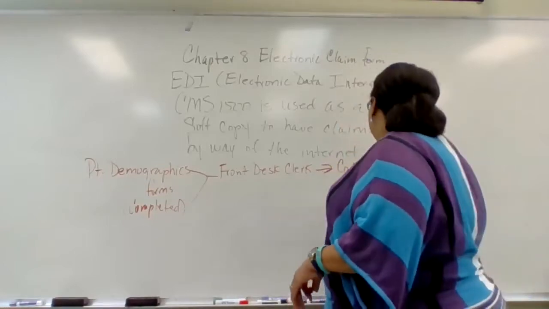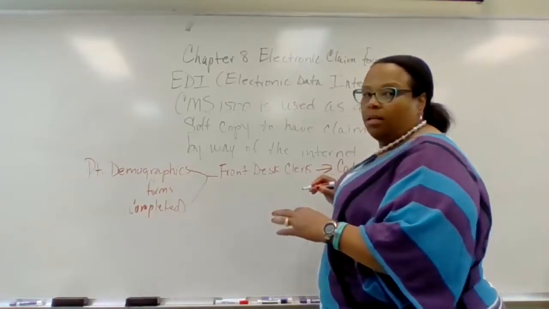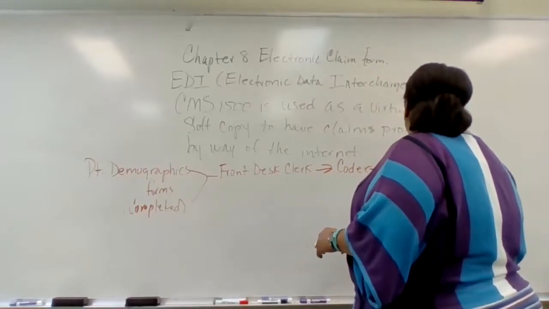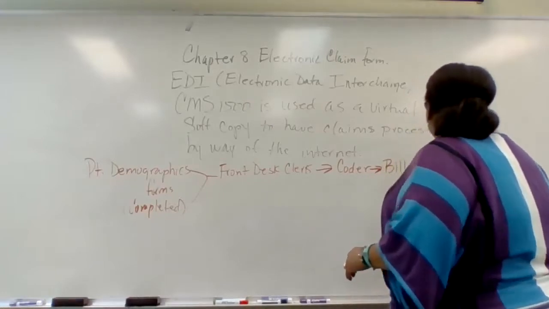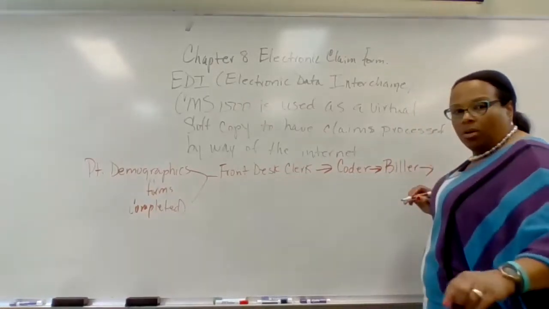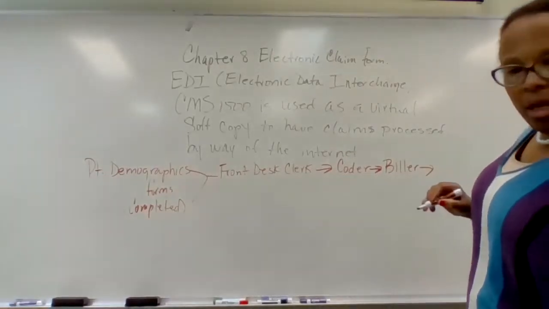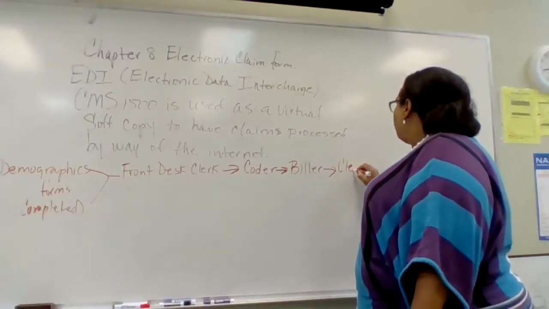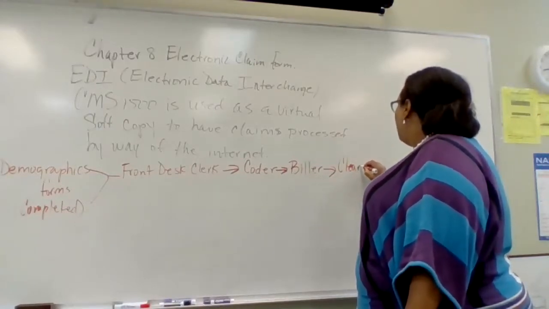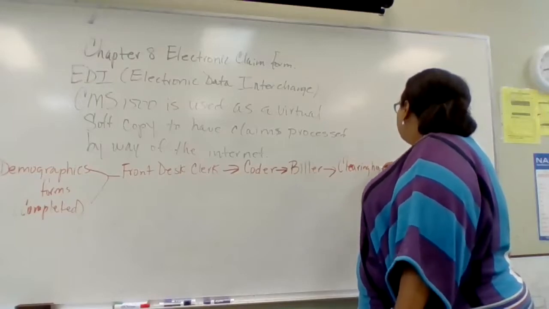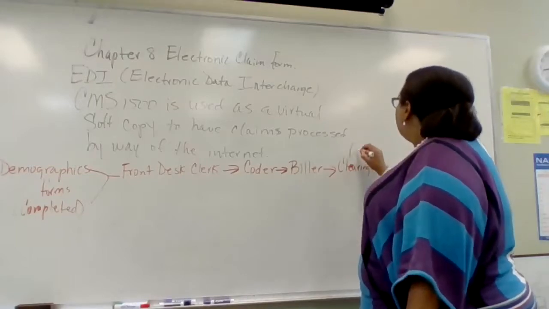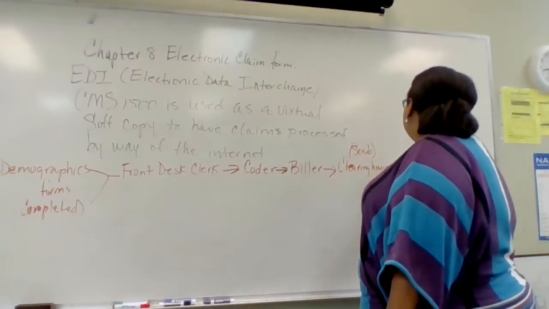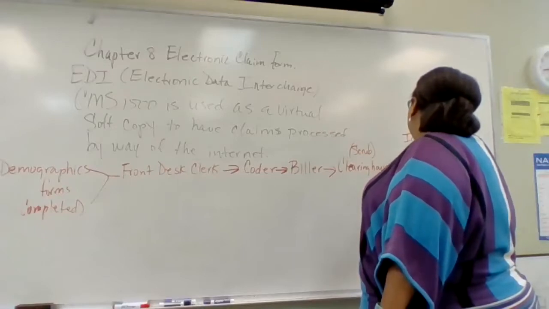All right, so it goes from the coder. So this is just an ideal format. It goes from the coder and then to the biller, okay? And from the biller, if the doctor so chooses, to the clearinghouse, okay, we're gonna talk about what a clearinghouse is. And from the clearinghouse, so the purpose of the clearinghouse is to scrub the claims, okay? Then from the clearinghouse to the insurance company, okay?